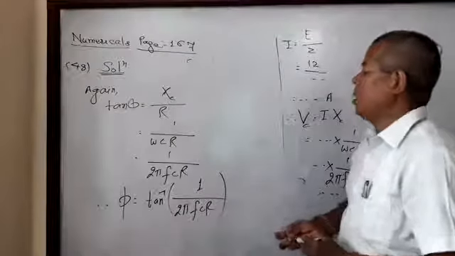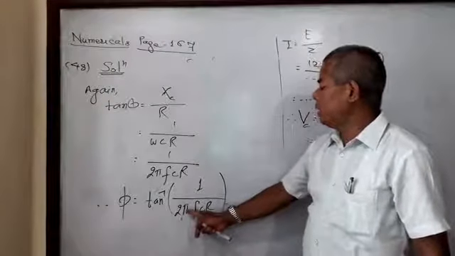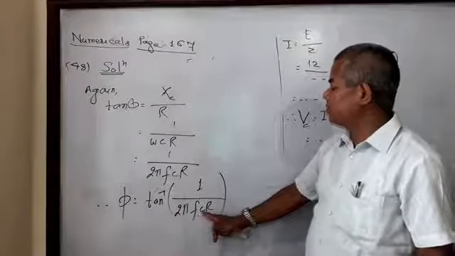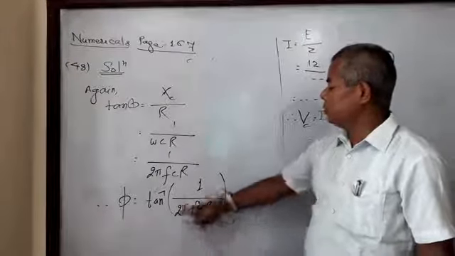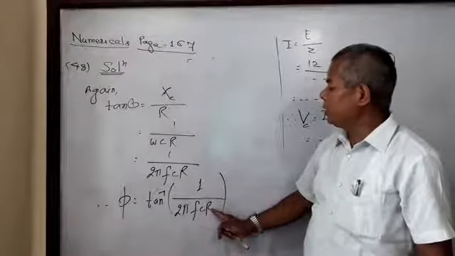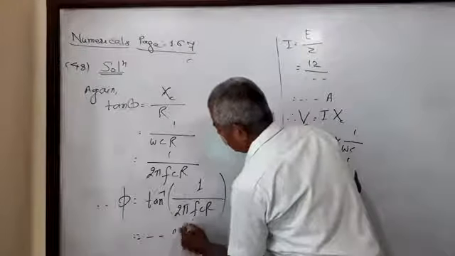Now in this equation 2 is constant, pi is also constant. The frequency is given to us, that is 50 Hz, and the resistance is also given. Then use this equation, put in all these quantities and find the value of the phase angle. The answer is in degrees.